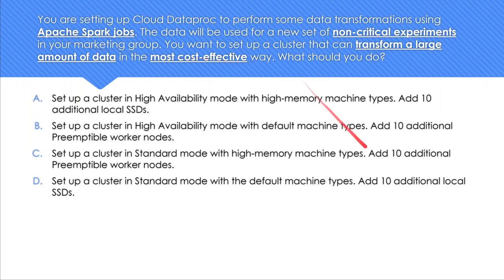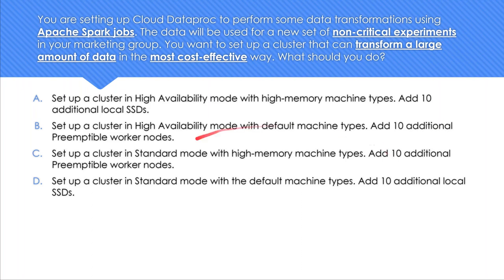And they're also adding 10 additional preemptible virtual machines, which is definitely going to reduce the cost because you're going to get them at an 80% discount. You should be able to finish the work quickly and even dismantle it. So C looks like a good choice, but there's also an option D.